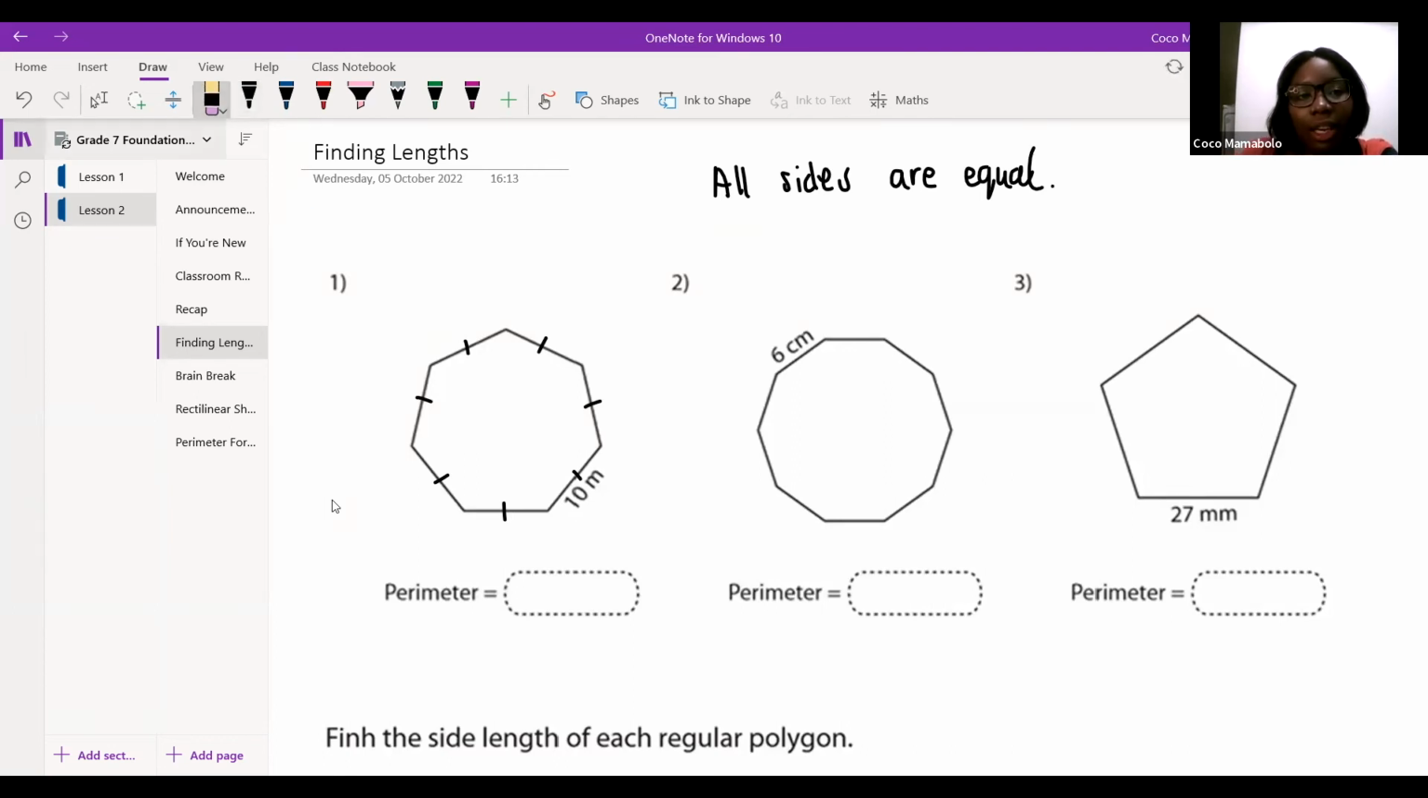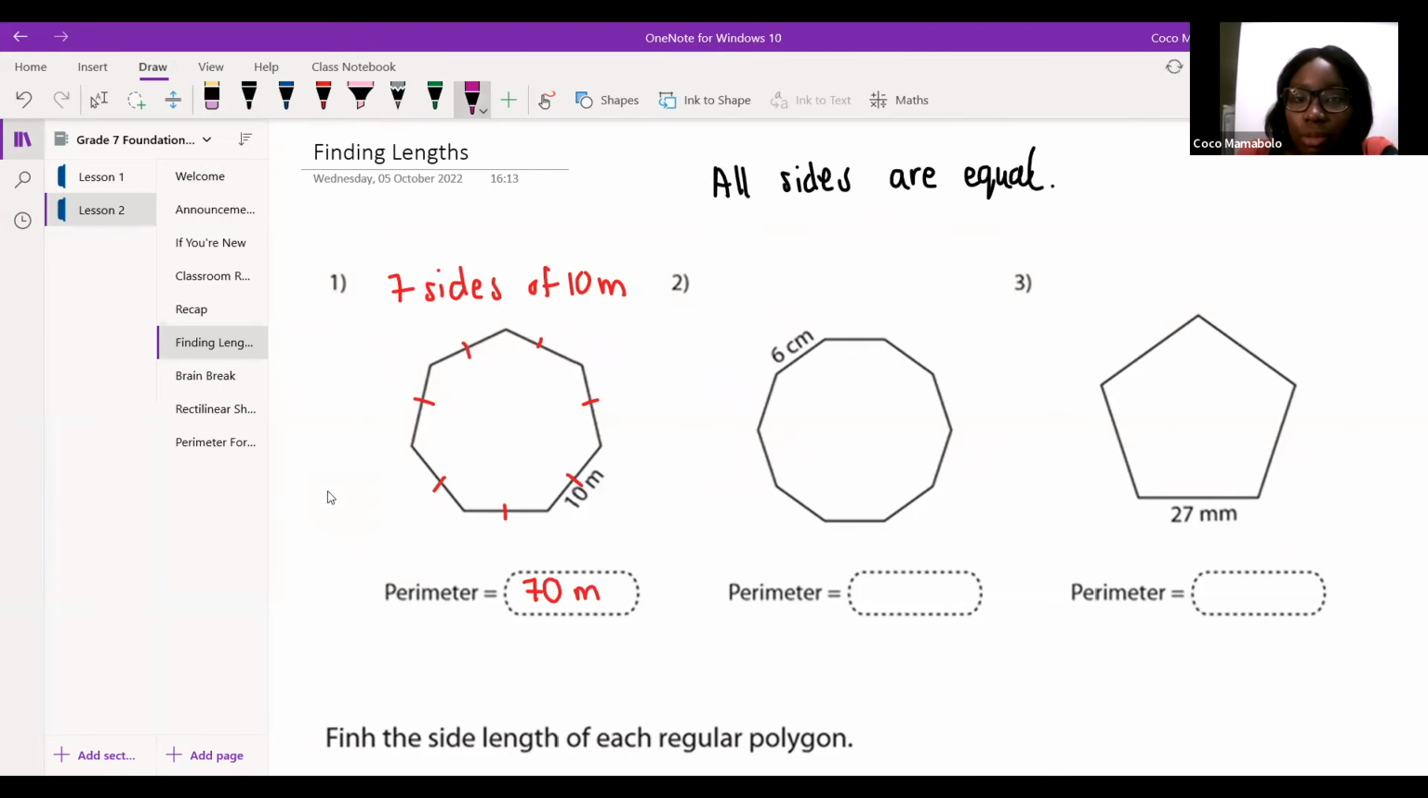Okay, let's count them again. Make sure I didn't make a mistake myself. 1, 2, 3, 4, 5, 6, 7. And if each side is 10 meters, how much is my perimeter going to be, guys? If there's 7 sides, good. 7 sides of 10 meters, then my perimeter is going to be 70 meters. Good. Easy stuff.